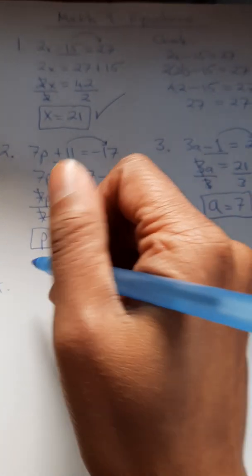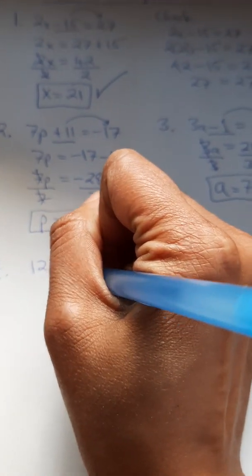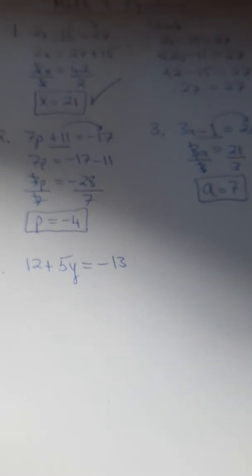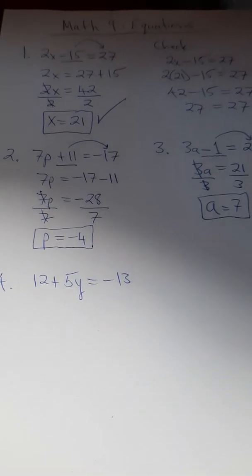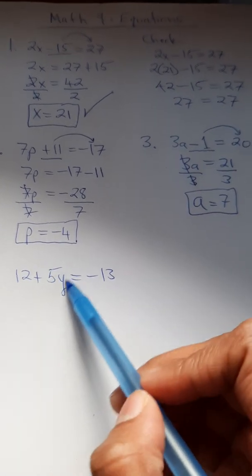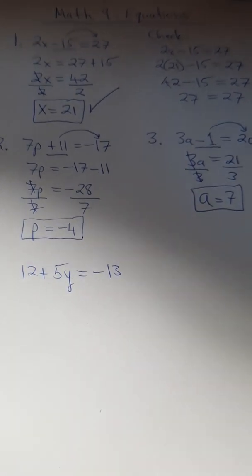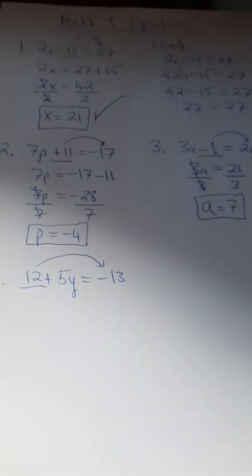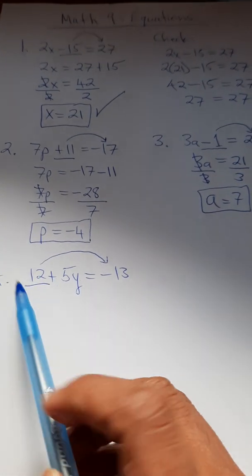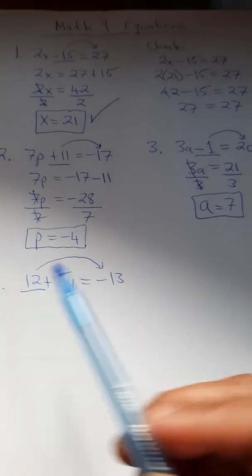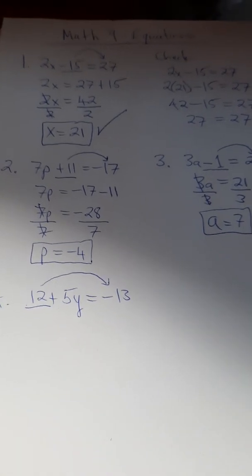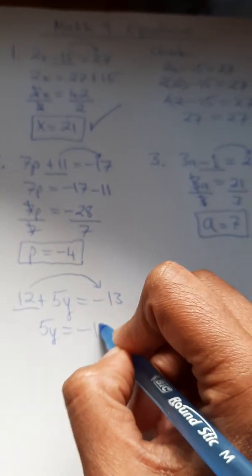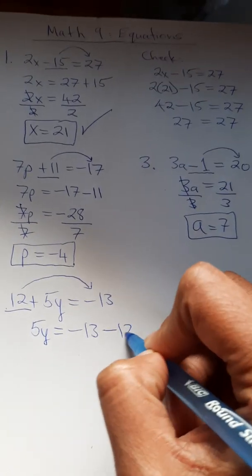Okay, and let's try this one here. So I have 12 plus 5y equals negative 13. Okay, so don't get confused here. I want to still keep the 5y on the left side. I'm actually going to move this 12 over to the other side. If you're not sure what the sign is, I don't see a negative in front. We're assuming that the 12 is positive. So what we're left with is 5y equals negative 13 minus 12.